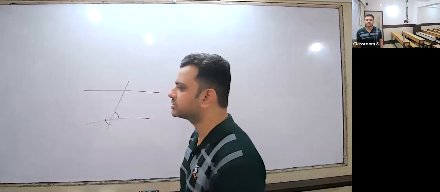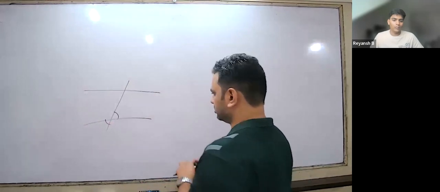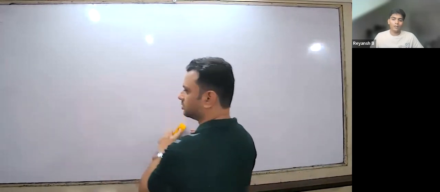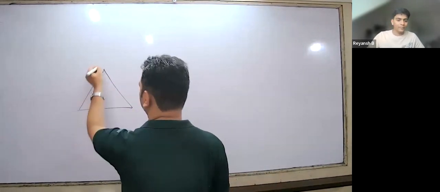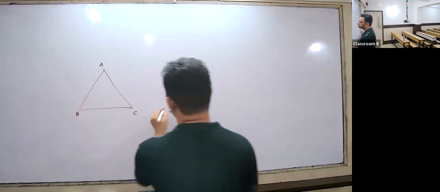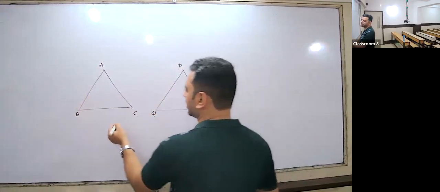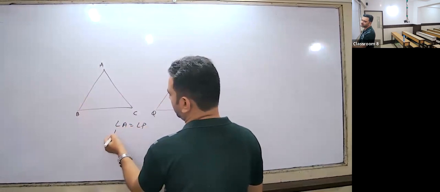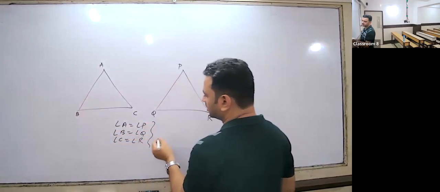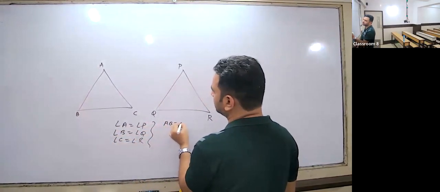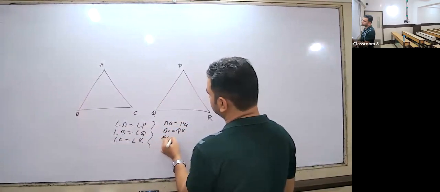Do you know what is congruency of triangles? I'm not sure. I think I know that, but I don't memorize the words. Okay, can you give me an example? Congruence: let's say we have one triangle ABC and another PQR. If angle A equals angle P, angle B equals angle Q, then they are congruent triangles. Other than that, corresponding sides should be equal. AB should be equal to PQ, BC equal to QR, and AC equal to PR.